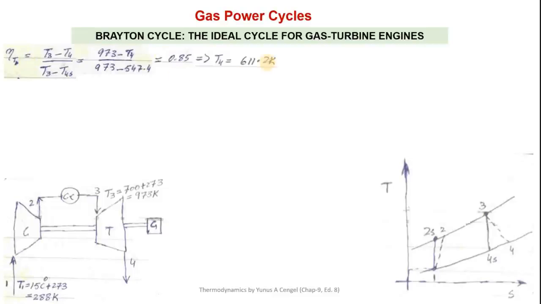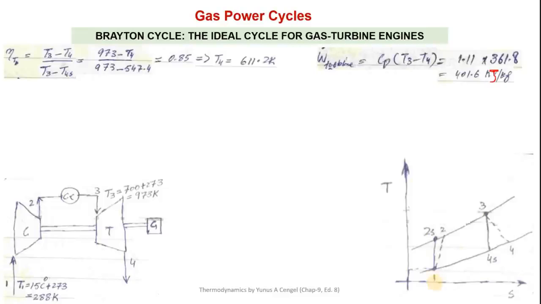Now we can find out the work of the turbine. Work of turbine will be H3 minus H4, or Cp into T3 minus T4. So we can calculate work of turbine from this equation. By putting values, all the temperatures are known. So here is the work of turbine. M dot is not multiplied, so that's why the final answer is in kilojoules per kilogram, 401.6.